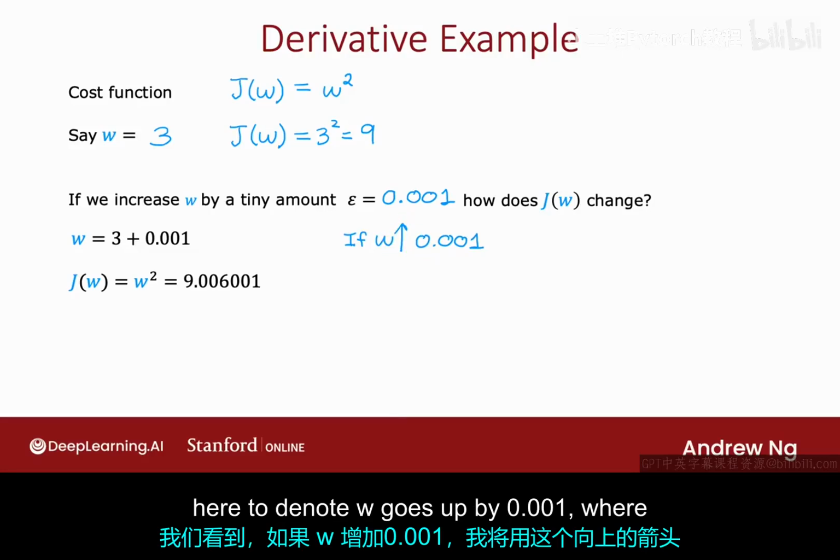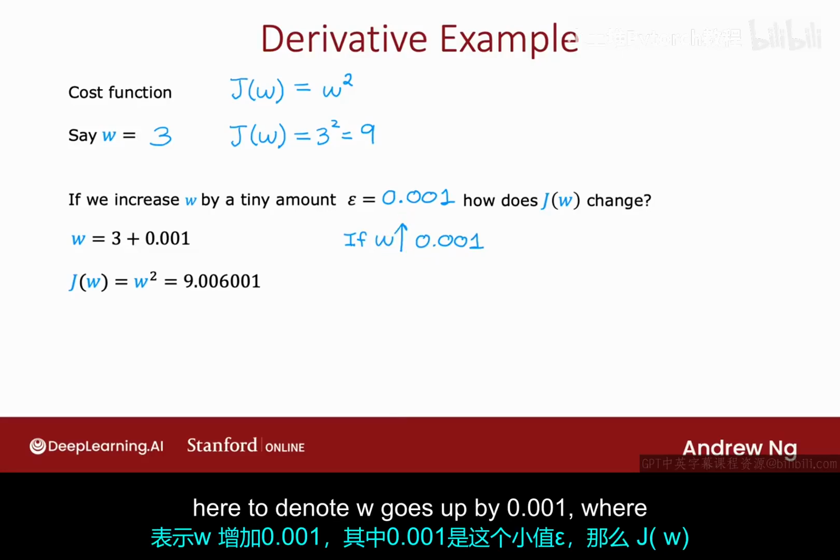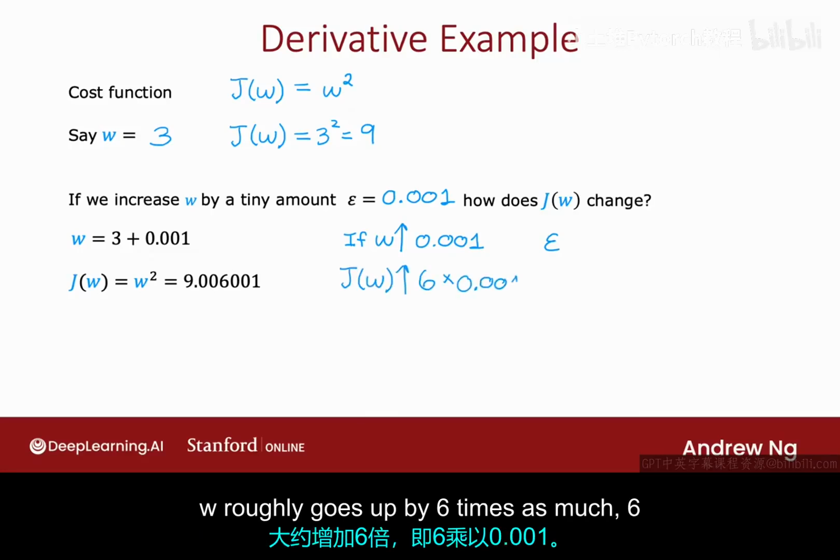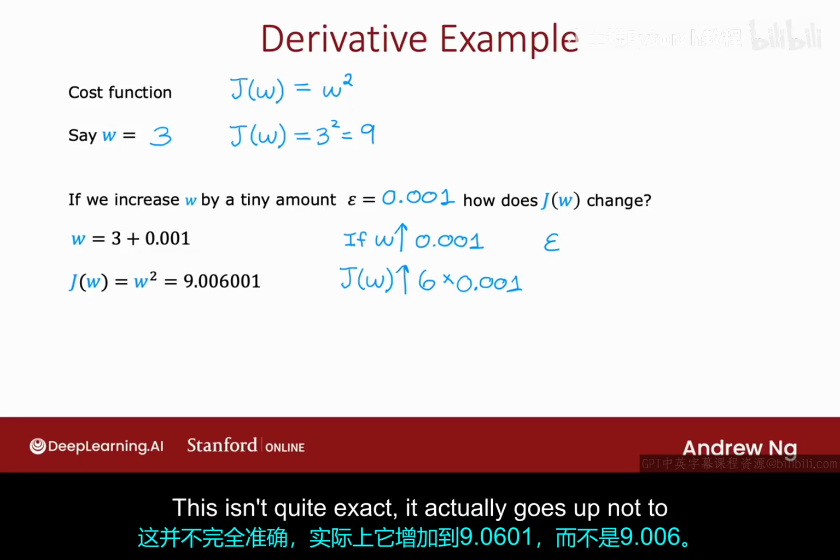So what we see is that if w goes up by 0.001, I'm going to use this up arrow here to denote w goes up by 0.001, where 0.001 is this small value epsilon, then J(w) roughly goes up by 6 times as much, 6 times 0.001. This isn't quite exact. It actually goes up not to 9.006, but 9.006001.